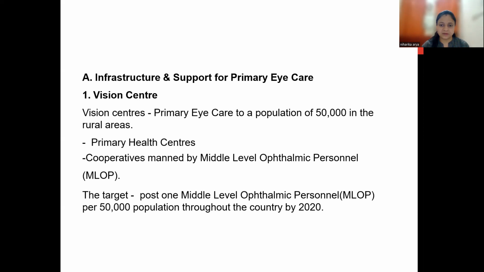Infrastructure and support for primary eye care includes the vision center. Vision center in primary eye care is for populations of 50,000 in the rural area. Primary health centers are cooperatively manned by middle level personnel. The target is to post one middle level ophthalmic personnel per 50,000 population throughout the country by 2020. This is the target of the NPCB.